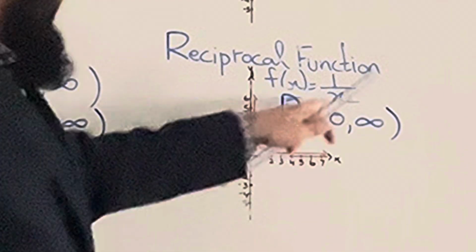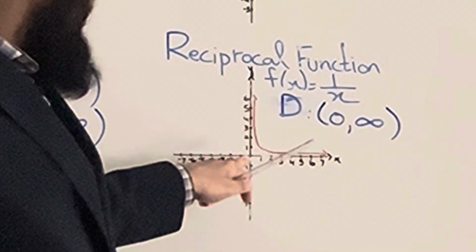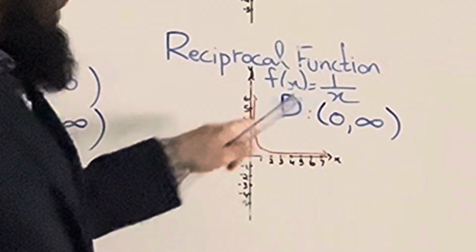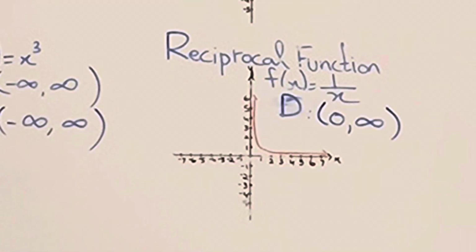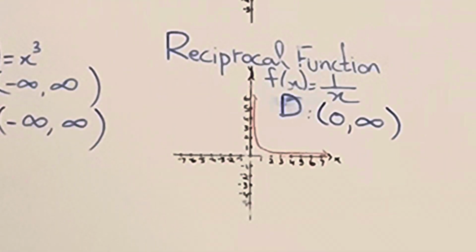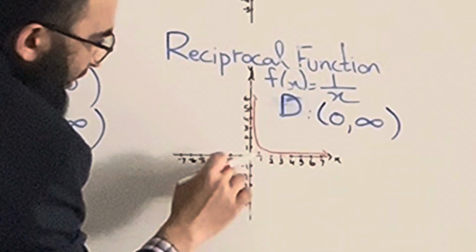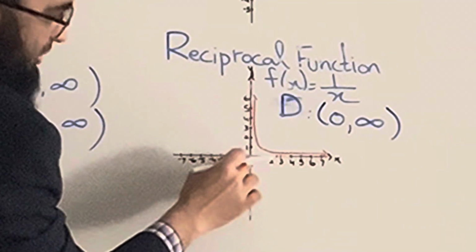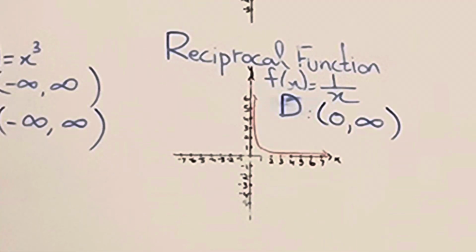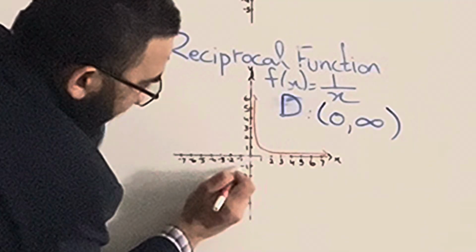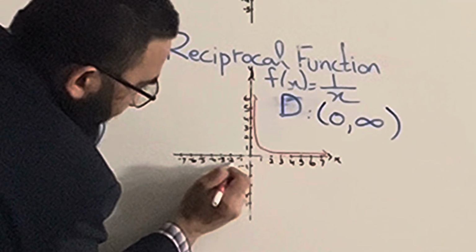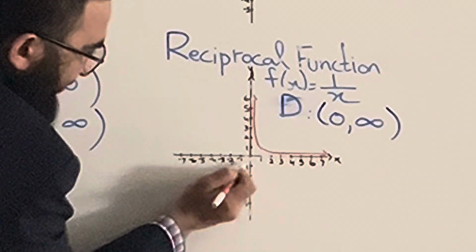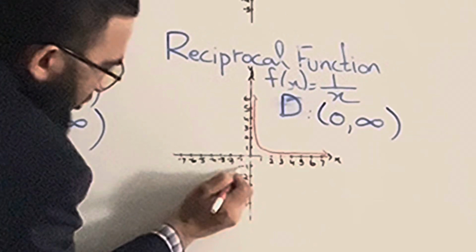Let's see. Well, can I use 1 over negative 1? I can, right? And then can I use 1 over negative 2? I surely can. So let me plot the graph here. Again, the domain will approach towards 0 but will never be 0. So 1 over negative 1 is negative 1. 1 over negative 2 is negative 0.5. 1 over negative 3 is even lesser, and so on.